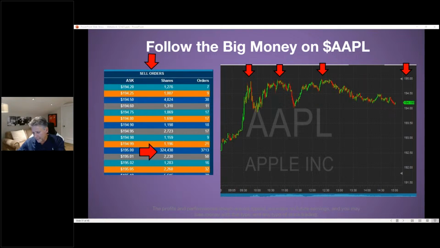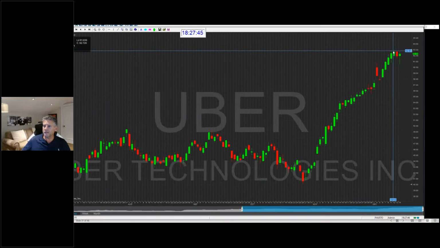Uber is the one I'm going to look at. So Uber, you can see right here. Let me just go to Uber really quick. See Uber right here? See the big resistance level, 63? There you go.